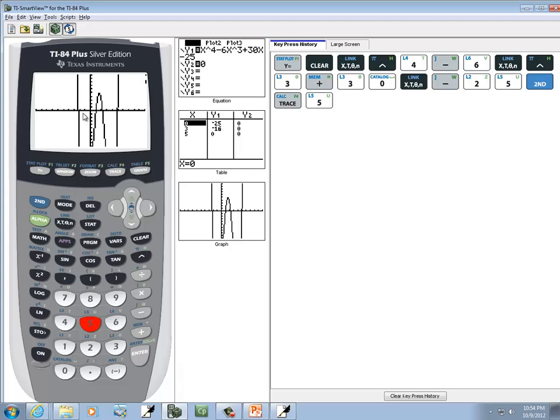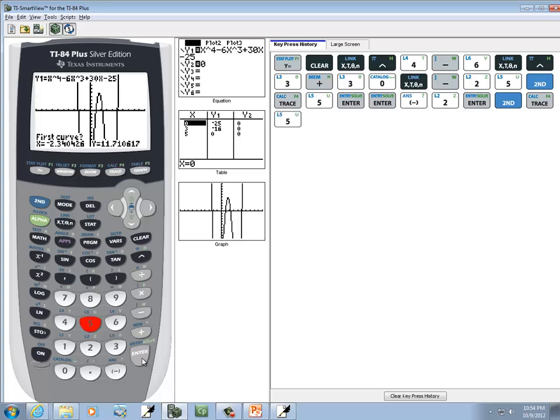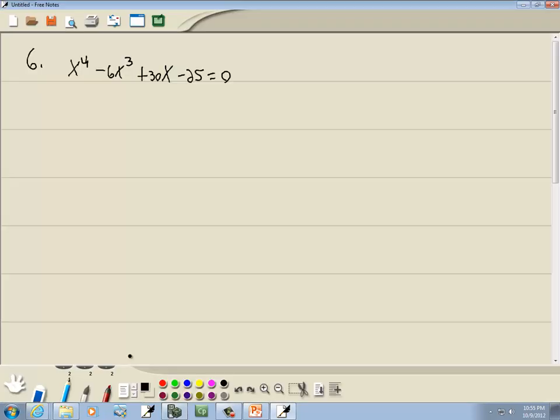It looks like negative 2 maybe. Let me do enter on first curve, enter on second curve, and put in negative 2. Doesn't look like it. That doesn't look like it'll change to a fraction. Negative 2.236068, so it's probably a radical. Let's get our next one. Looks like 1. So I'll do second trace, choose intersect, enter on first curve, enter on second curve, and I'll put 1 in. And yes, indeed, it is 1.